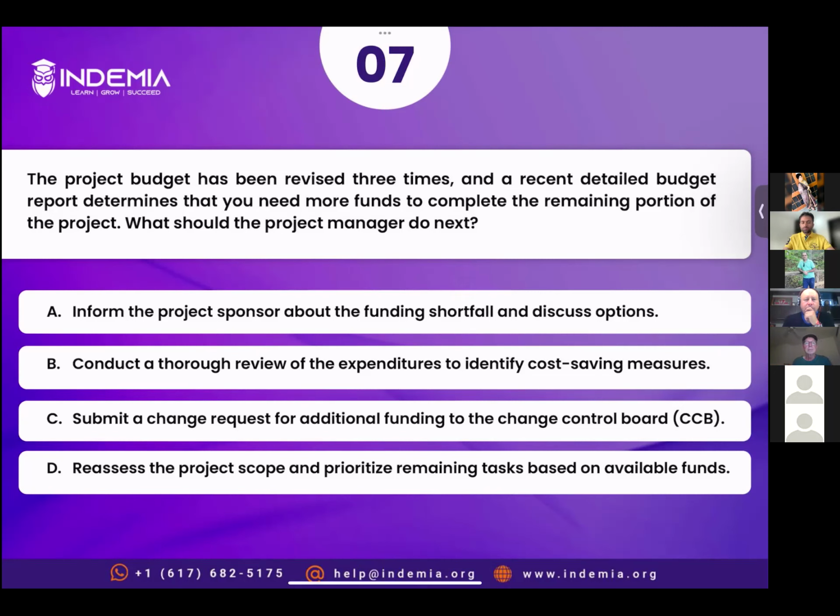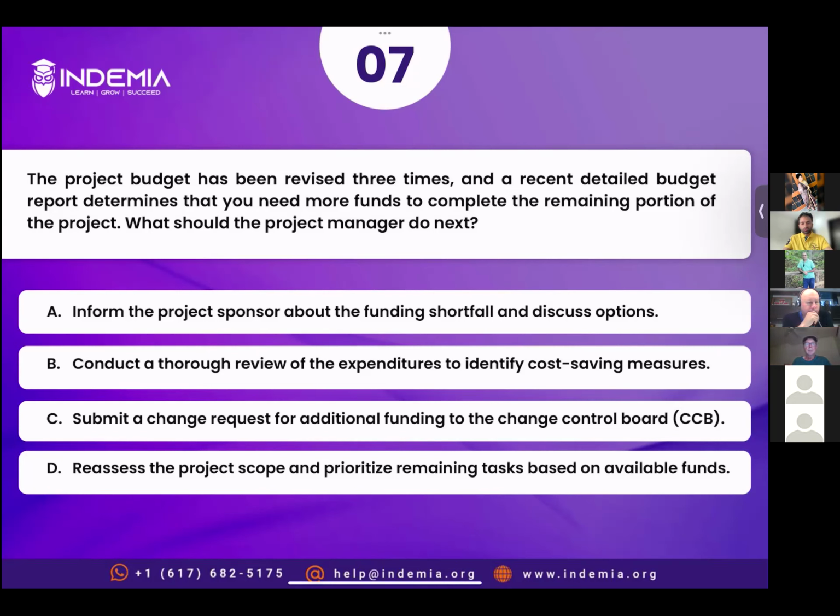Option A, inform the project sponsor about the funding shortfall and discuss options. This is a comprehensive option that talks about various alternatives. So for example, there is a funding shortfall, you can do 3-4 different things. One, you can increase your budget. Option two, you can prioritize tasks. Option three, you can de-scope. You understand, everybody? So there are various options available to you.